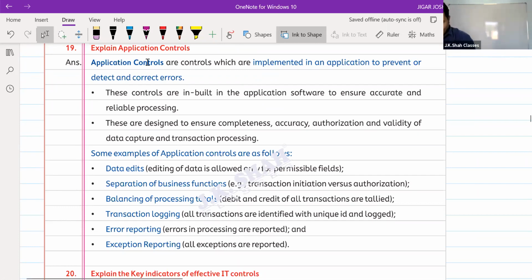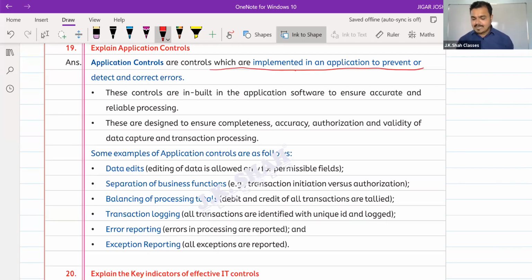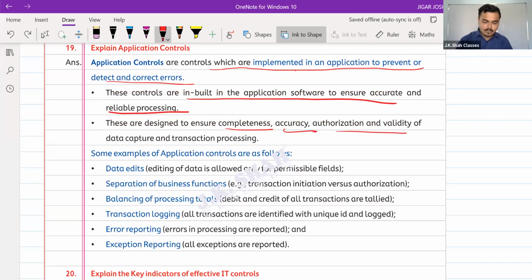Come on. So now, my dear children, let's read this question. Beginning, people, say this. Application controls are the controls which are implemented in an application to prevent and detect errors and fraud. These controls are inbuilt into the application software to ensure accurate and reliable processing. Do you agree with me? Yes, sir. These are designed to ensure completeness, accuracy, and authorization. Do you agree? Yes, sir.